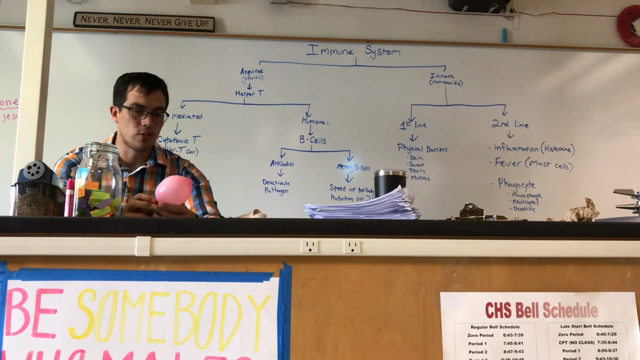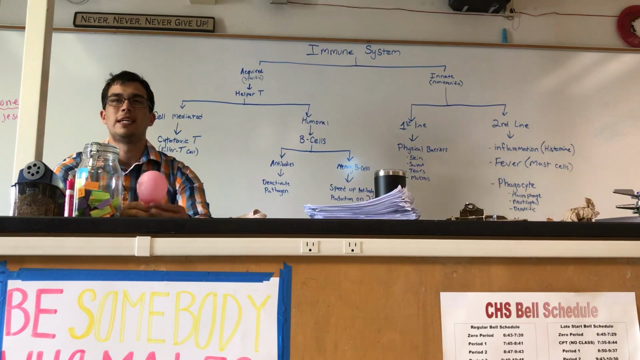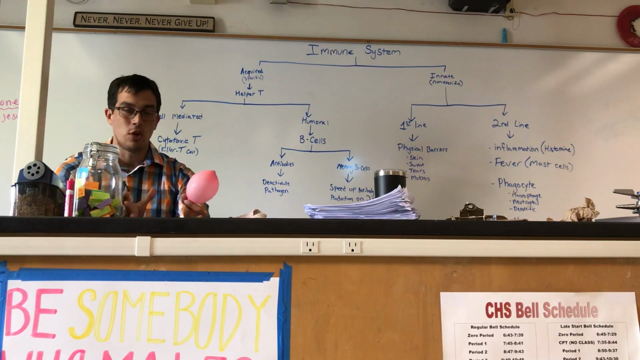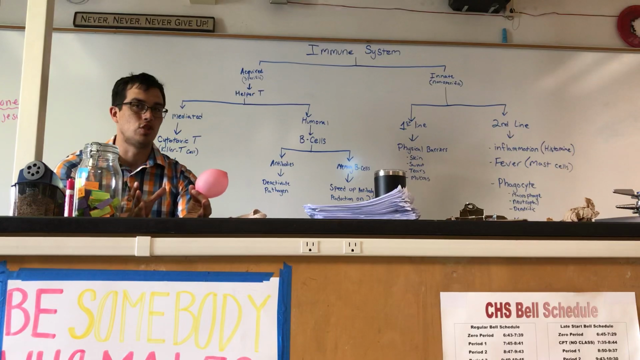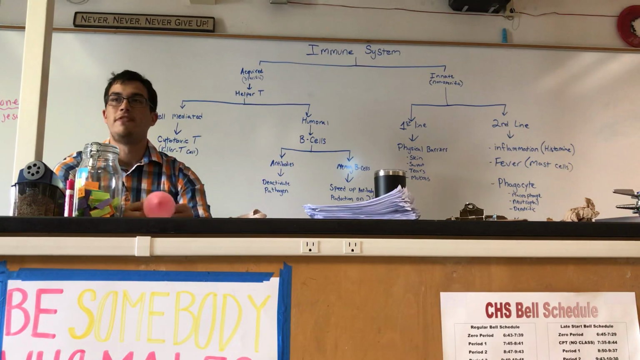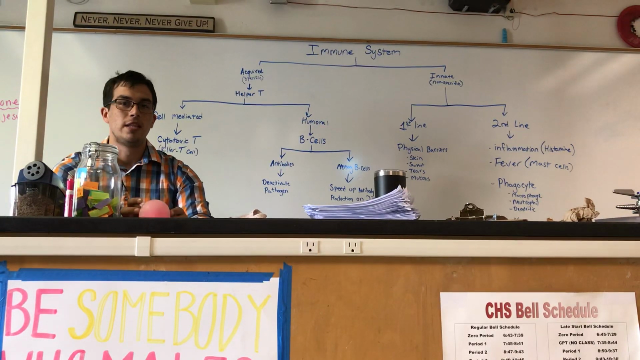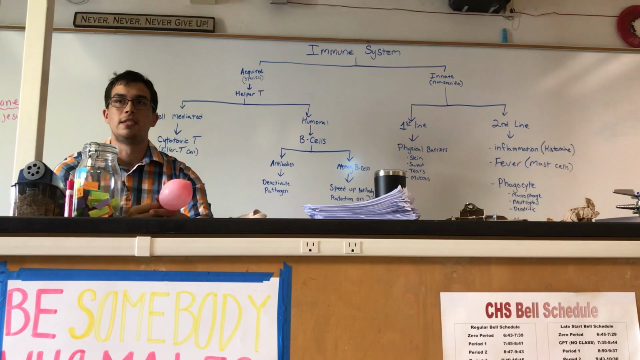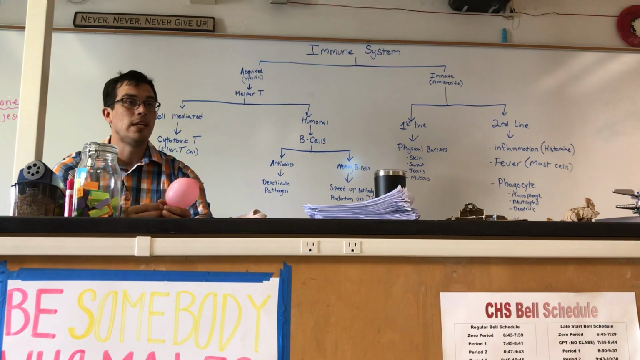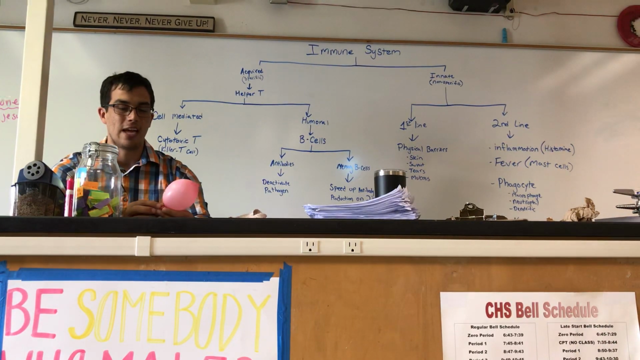Then, if neither of those work, I have certain white blood cells that are non-specific, meaning they don't really care what the pathogen is. They're just going to try and consume it. Those are what's called phagocytes. And there are 3 big types: macrophages, neutrophils, and dendritic cells. All you need to know is all 3 of those fall under the category of phagocytes.